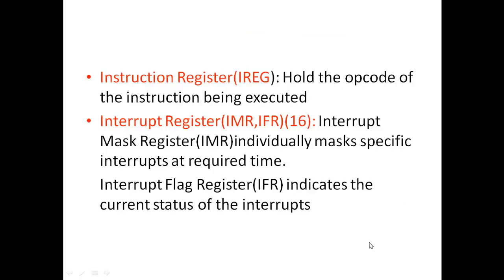Instruction registers hold the opcode of the instruction being executed. Interrupt registers are 16-bit length. Interrupt mask register individually masks the specific interrupt at required time. Interrupt flag register indicates the current status of the interrupt.